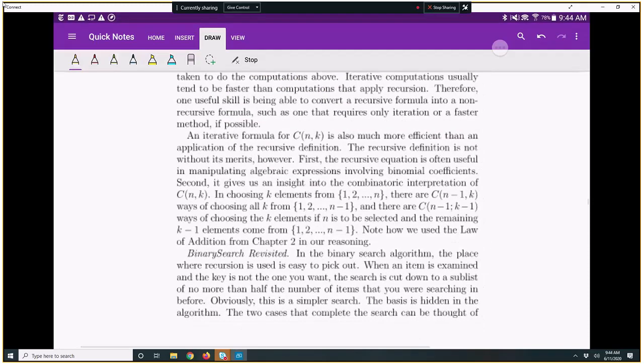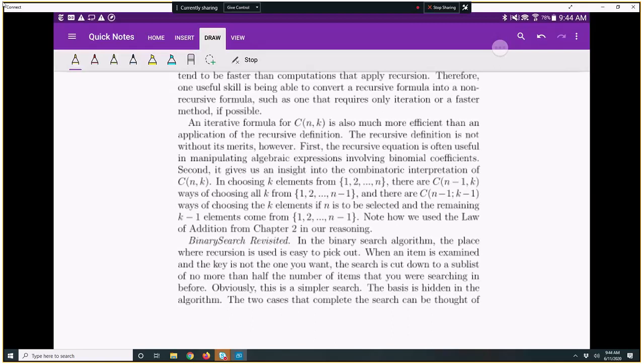An iterative formula is also more efficient than the recursive definition, but the recursive definition has its own merits, which I sort of touched on before, which is that it's usually very useful in manipulating algebraic expressions, especially those involving binomial coefficients. It also gives us insight into the interpretation.